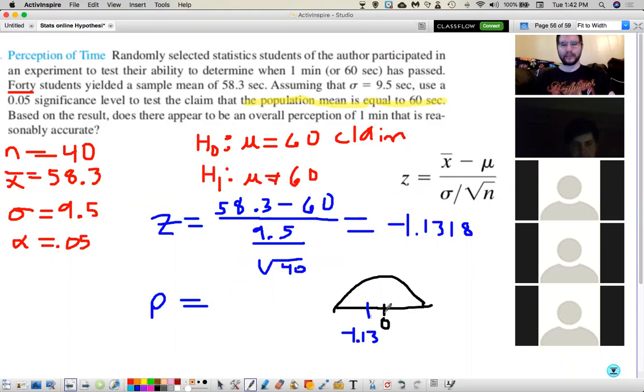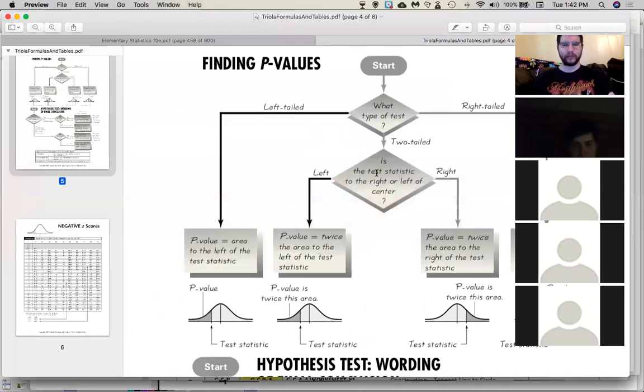So that's the test statistic. It is to the left of the center. The center is always 0. It's negative, so it's to the left. You can also draw it and see it's to the left. Is the test statistic to the right or the left of the center? It's to the left. So we're going to do this.